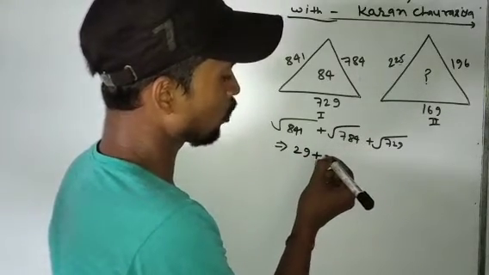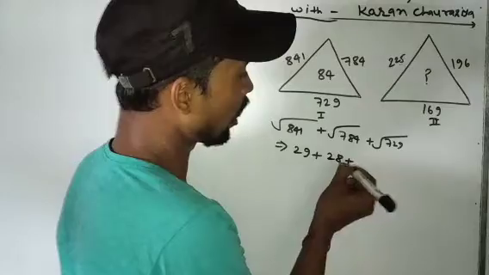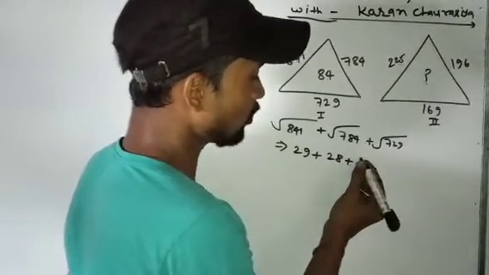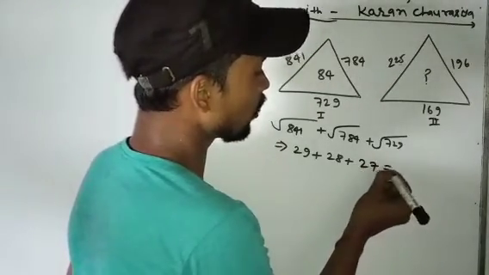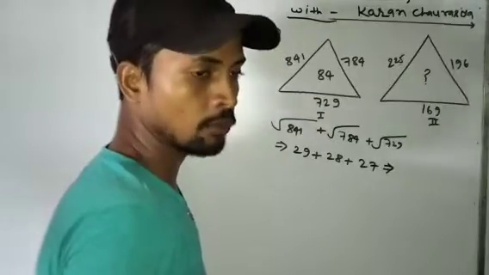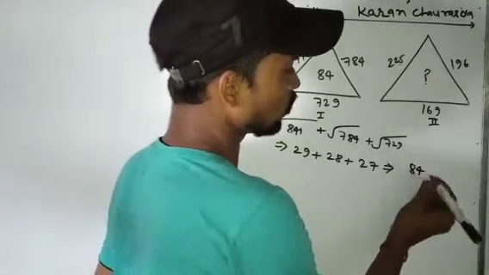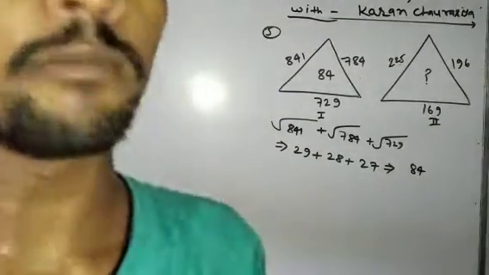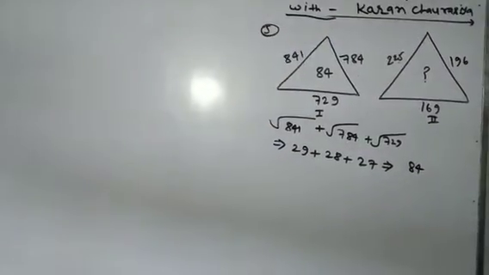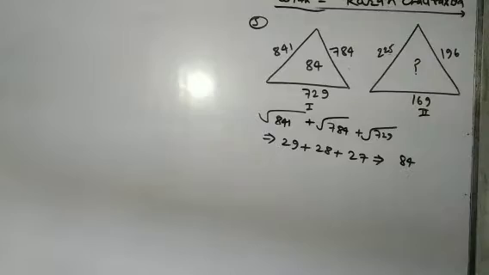The square root of 784 is 28, and the square root of 729 is 27. When both of these numbers are added, we get 84. Then we apply the same method for the second triangle.